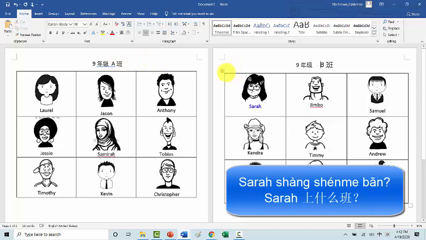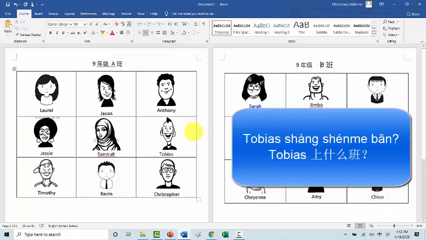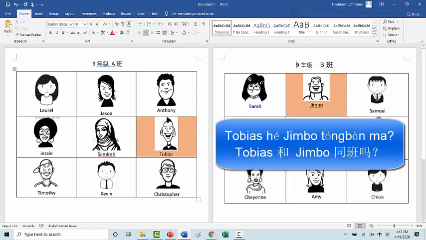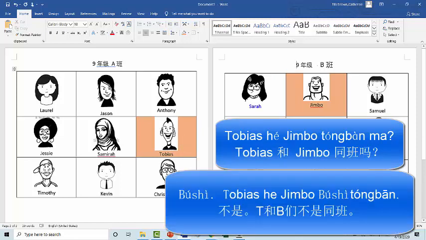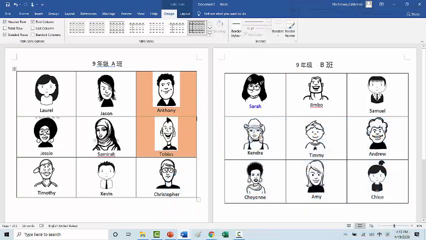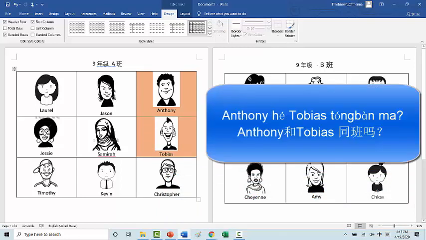Sarah 上什么班? Tobias 上什么班? Then I could ask, Tobias 和 Jimbo 同班吗? And we would answer, 不是, Tobias 和 Jimbo 不是同班. They are not classmates. Anthony 和 Tobias 同班吗? 是.